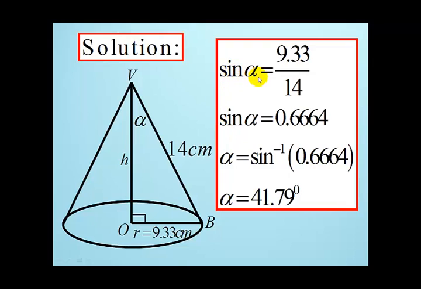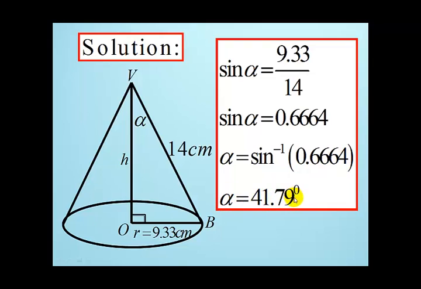Now sine alpha is equal to opposite over hypotenuse, and the opposite to the angle alpha is 9.33 and the hypotenuse is 14. So sine alpha is equal to 9.33 divided by 14. Now sine alpha is equal to 0.6664. That is when we divide 9.33 by 14, the answer is 0.6664. So alpha will be equal to the sine inverse of 0.6664. And when we take the sine inverse of 0.6664, the answer is 41.79 degrees. So the semi-vertical angle alpha is equal to 41.79 degrees.